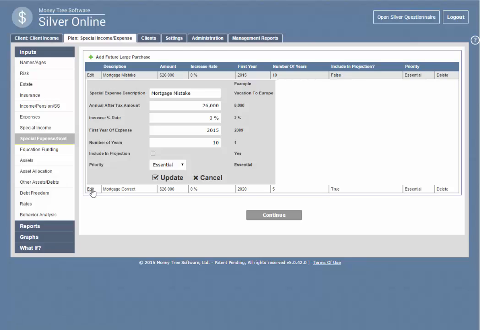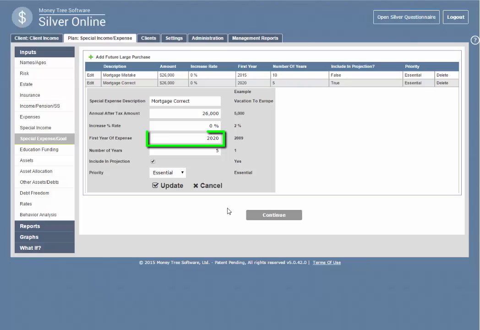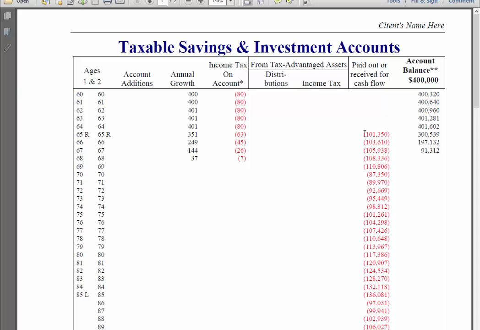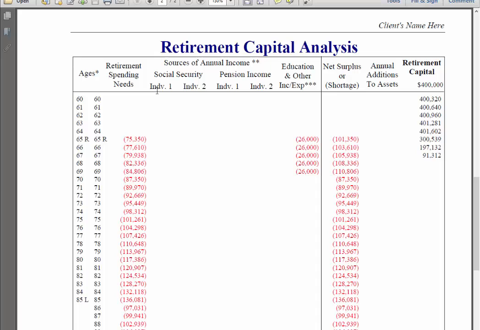Since their pre-retirement cash flow can handle the expense, what we'll want to do is put it into the special expense planner and have the expense start in the same year of retirement. We would then adjust the term or number of years to reflect the number of years of payments remaining after retirement. Now let's take a look at the report and see how this is handled. We can now see on the taxable savings page that nothing is coming out of the asset until the retirement age. We can also see this on the retirement capital analysis page.